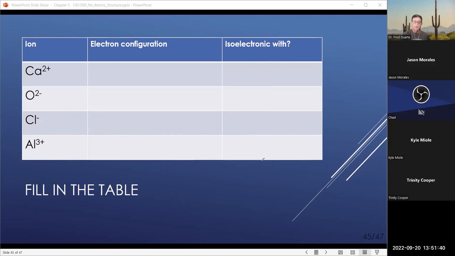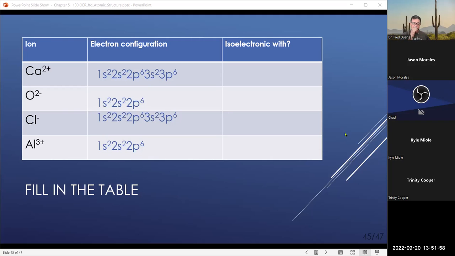In this particular table, what they're asking you to do is determine the electron configuration of these following ions, and then determine what they are isoelectronic with. If you look at the calcium ion, that's your given electron configuration. Normally the calcium element has 3s2, 3p6, and 4s2. That is the element. So here's the valence shell.